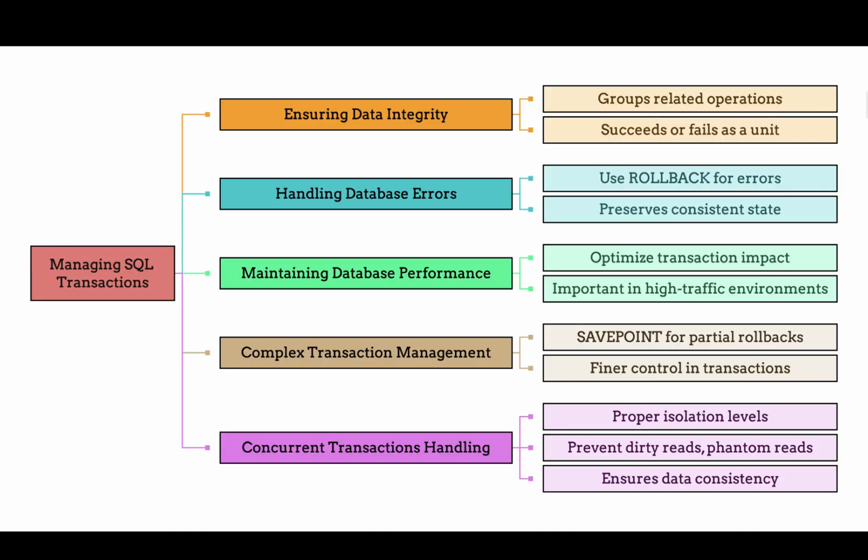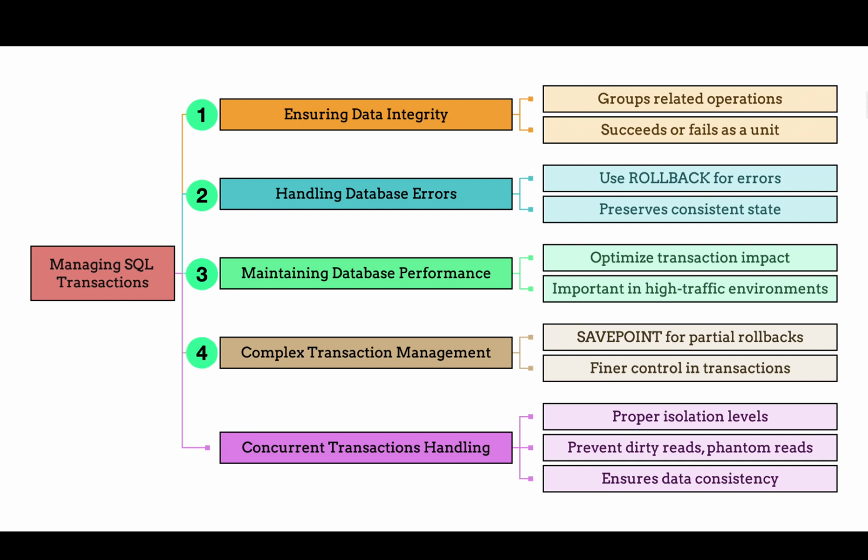Managing SQL transactions. 1. Ensuring data integrity. Transactions help ensure data integrity by grouping related operations into a single unit that either succeeds or fails completely. 2. Handling database errors. Use rollback to revert changes in case of errors or issues, preserving the database's consistent state. 3. Maintaining database performance. Transactions can be optimized to minimize their impact on database performance, particularly in high-traffic environments.